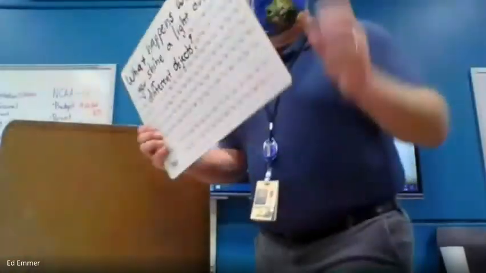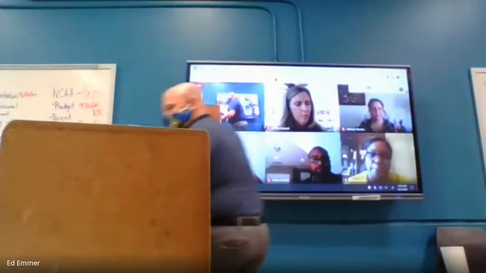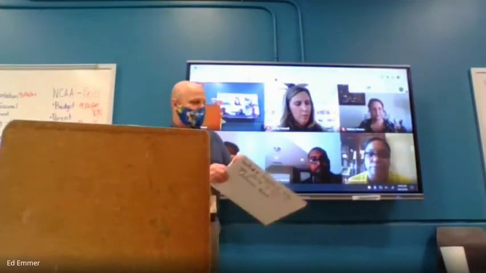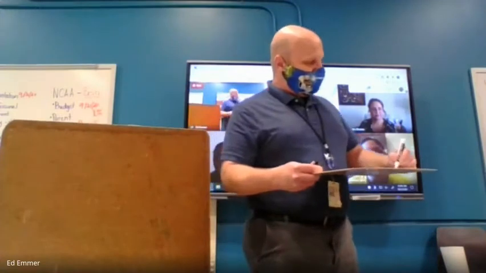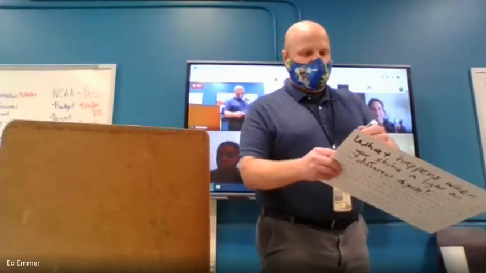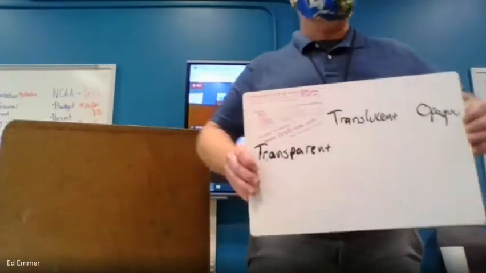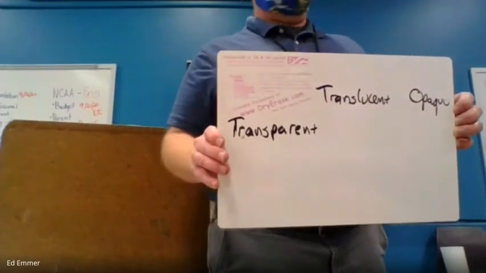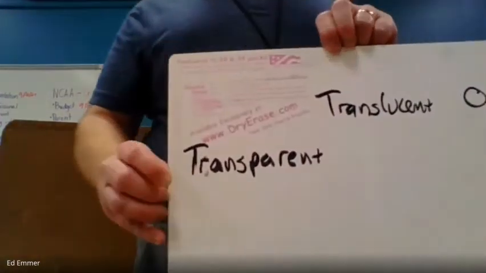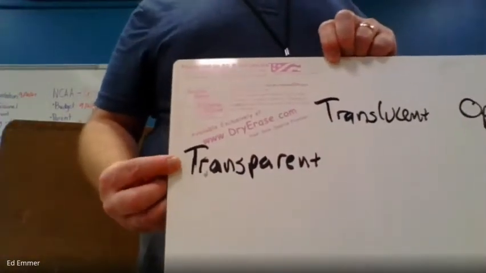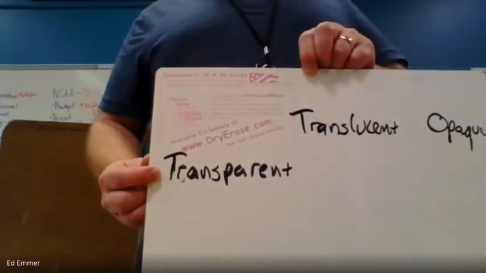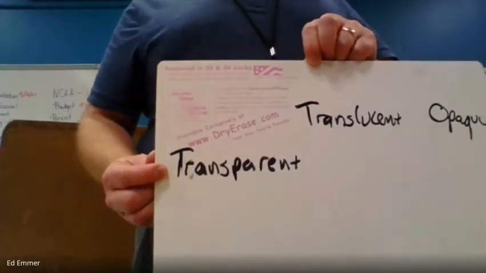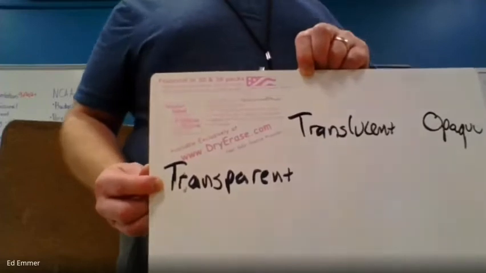All right, so I've got some new terms that we are going to start using, although some of you are already using them, which is great. So I've got three terms I'm going to introduce to you. Our first term, and you don't have to write these down right now, we're just going to start learning what these mean. Our first term is called transparent. And transparent means that all or almost all of the light shines through.